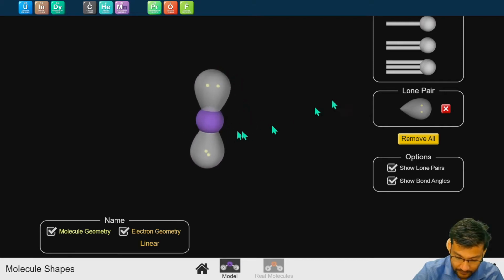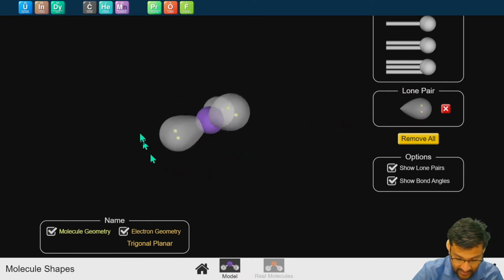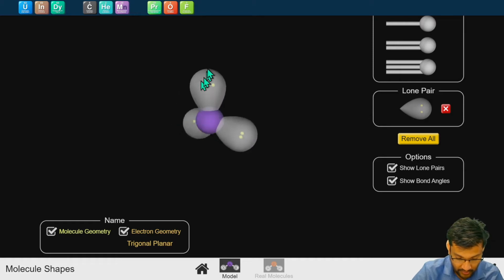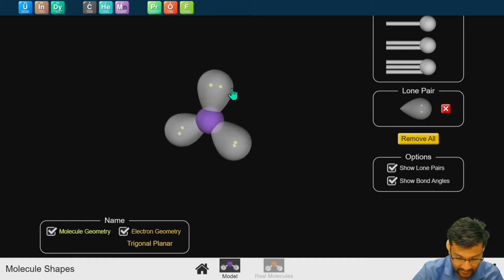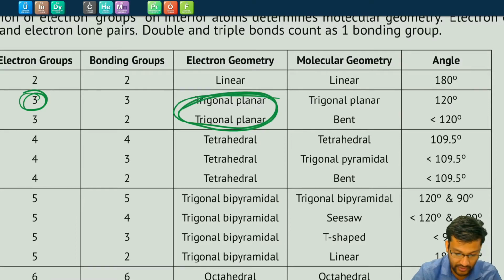There we go. If you have 3 groups, they'll repel each other and they'll form this flat structure where the 3 groups are sort of equidistant. They're separated by 120 degrees, sorry, from each other. We call this sort of geometry here trigonal planar, right? So if you have 3 electron groups, the electrons are going to be in this trigonal planar geometry.